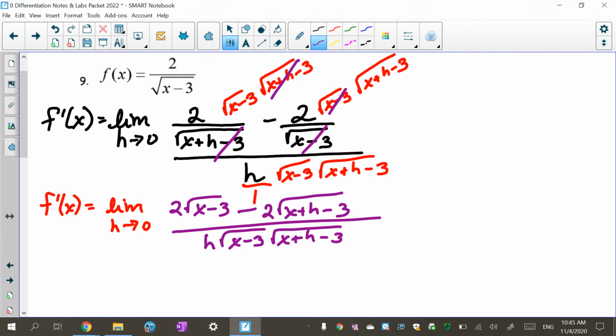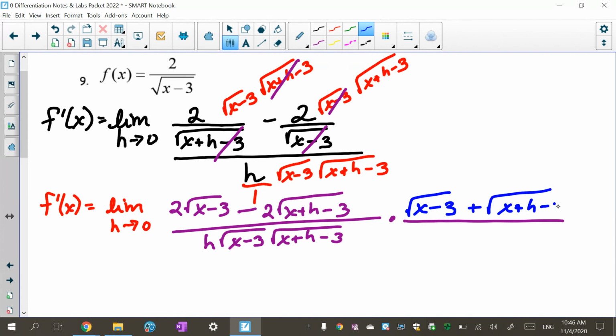Then I look at it and say, oh, I can do the conjugate, so I can rationalize the numerator. And everybody always says, do I need to have the 2's there? And you really don't. The whole point of rationalizing is to get rid of the radical. So I'm just going to multiply it by radical x minus 3 plus radical x plus h minus 3. Now, if that makes you nervous and you were taking a quiz with me, by all means use the 2's. I really don't care. In fact, you could actually factor out the 2's and you'd see it doesn't really matter.